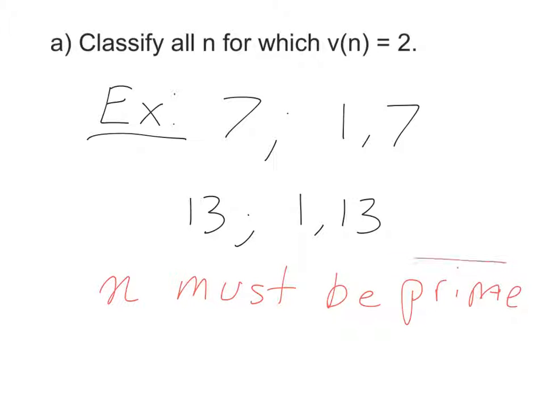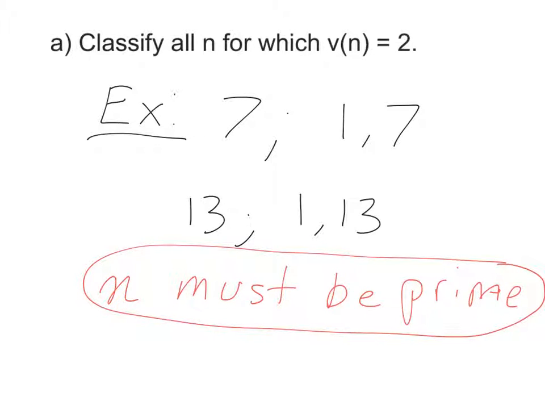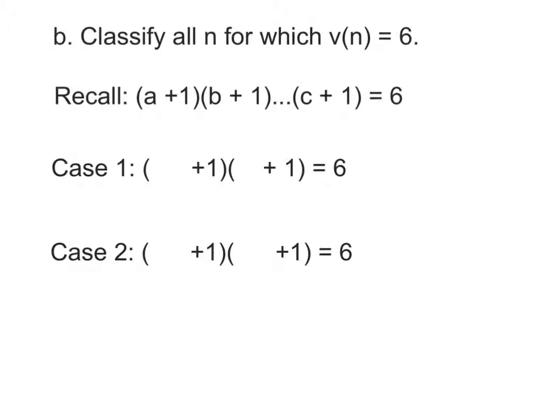As long as n is prime, we will always create two divisors. For part B, now we want to classify all n for which v sub n equals 6.